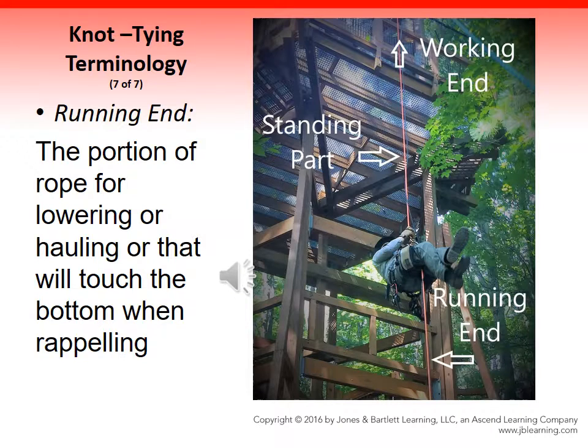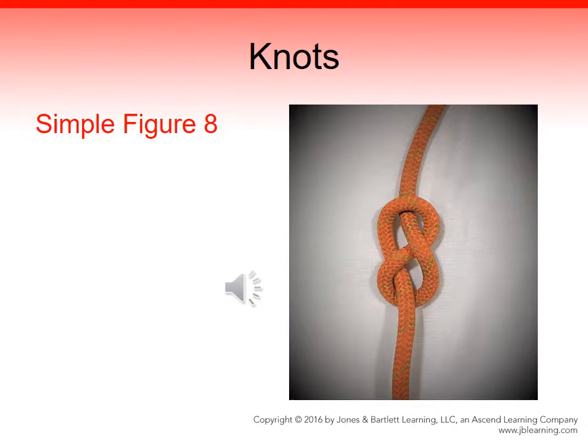The running end will be the portion of rope for lowering or hauling, or that will touch the bottom when rappelling. The running end in this illustration will be the portion of rope that will be below the person that is rappelling. The simple figure eight is going to be the starting point in learning how to tie the rest of the figure eight family of knots.